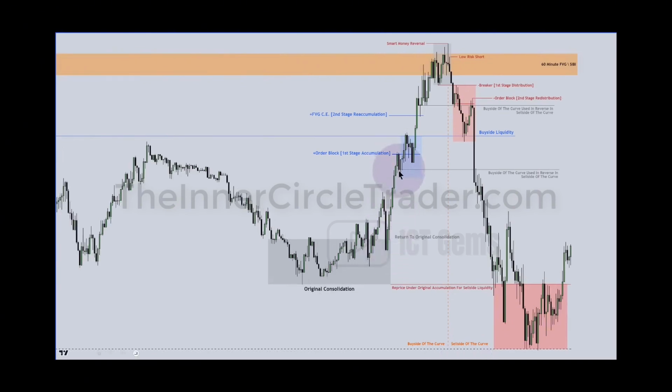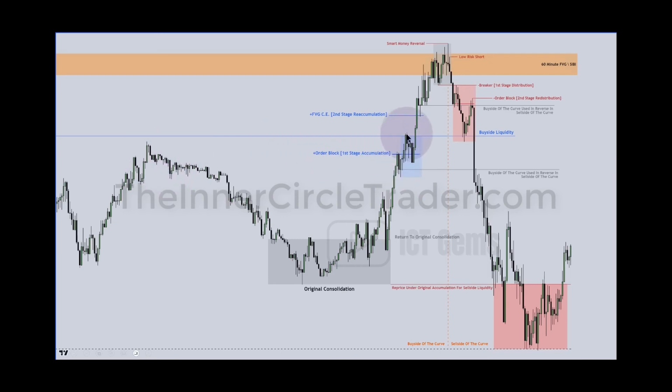We have a down close candle that's just below this area right here. What does this up close candle become? Bullish breaker. Low, high, lower low. Down close candle inside of the breaker candle over here. That's a bullish order block right there.